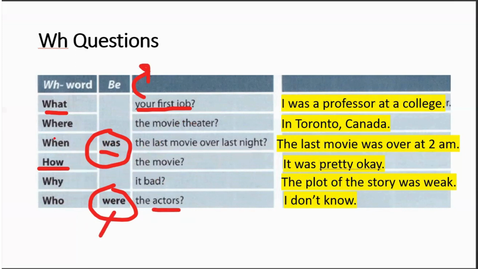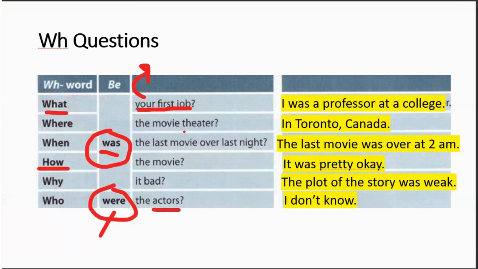Now let's ask each other questions and then answer them as well. What was your first job? I was a professor at a college. Where was the movie theater? In Toronto, Canada. In response to the first question, what was your first job? I would like it if you can tell me what was your first job. Please write that in the comment section.